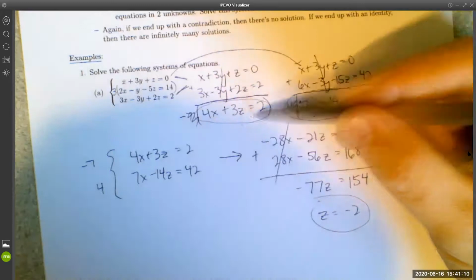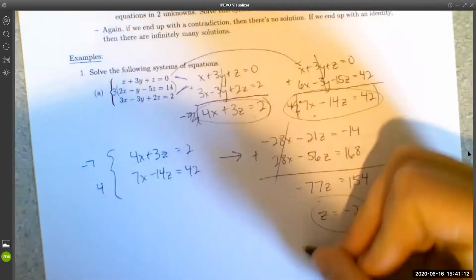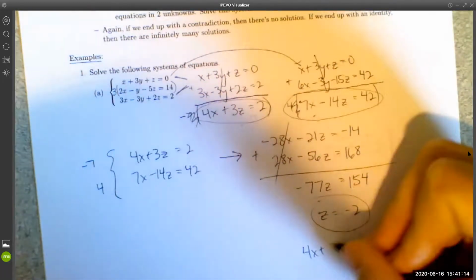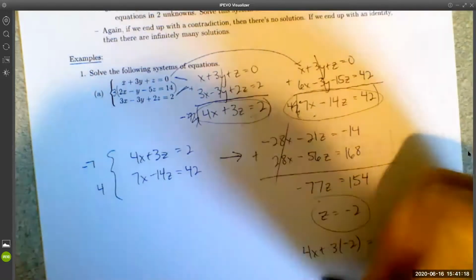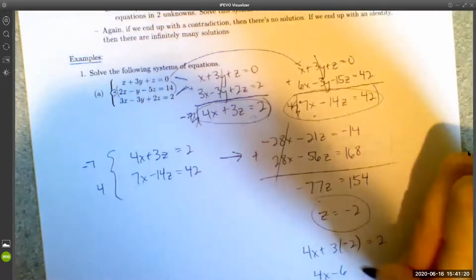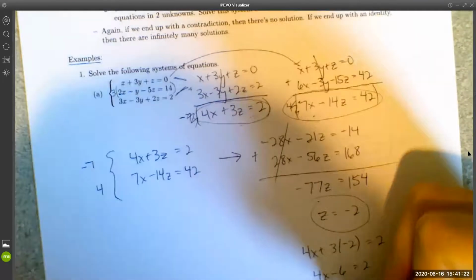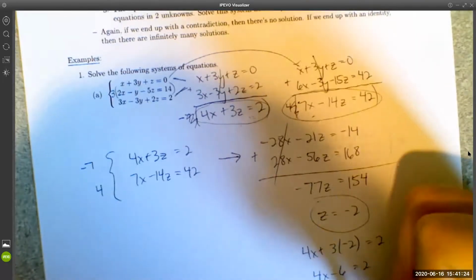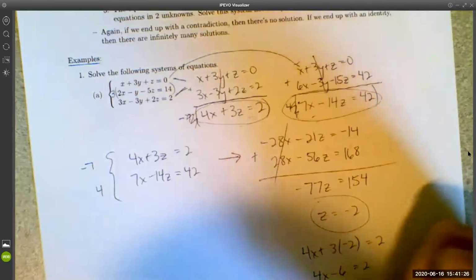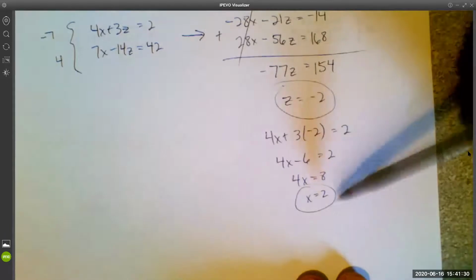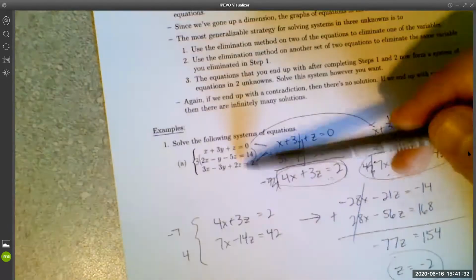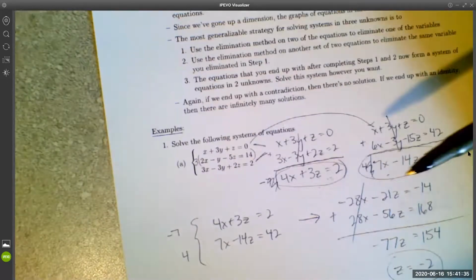I think the first one looks easier, so I'm going to say 4x plus 3z equals 2. So 4x equals 8, so x equals 2. Okay, so I've got z, I've got x. I can take those now and plug them into one of the original equations to solve for y.